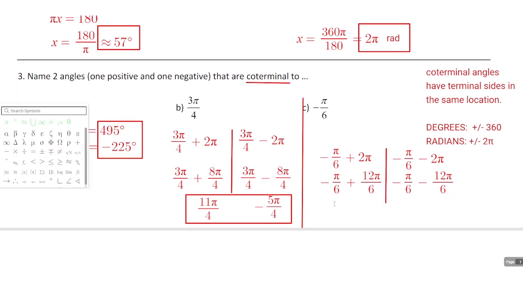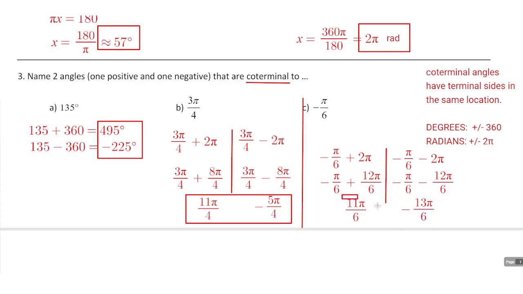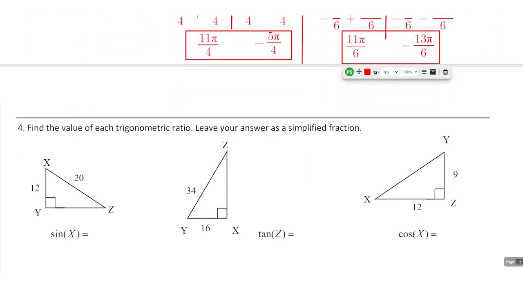All right, so negative pi over 6 plus, that's going to be 11 pi over 6. Right, negative 1 plus 12 is 11. And then negative pi over 6 minus 12. So we got negative 1 minus 12. That's going to be negative 13 pi over 6. And here are your two coterminal angles, one positive and one negative. All right, we're done with the first page. Let's move on to the second page here.